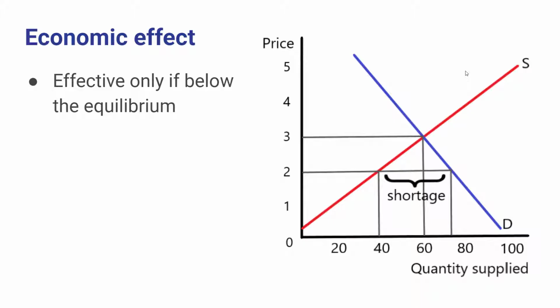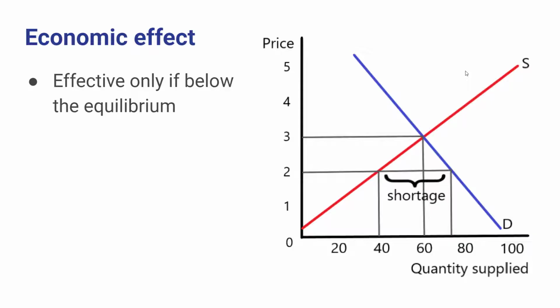If the price ceiling was set above 3, it would have simply no effect on the market, because if there was a regulation that prices could not go above 4 and the price is 3, that's going to have absolutely no effect on the market. So to have an impact, the price ceiling has to be less than where the price would be. It has to be below the equilibrium.